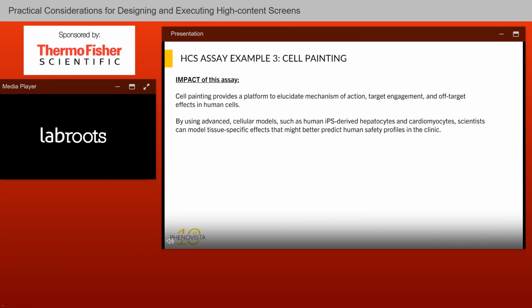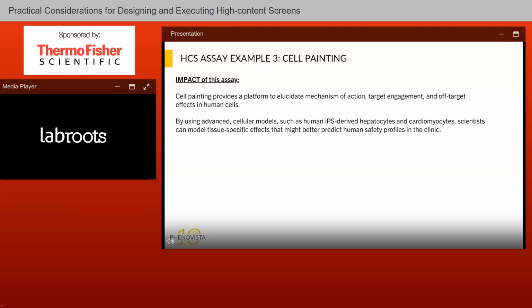So yeah, as I mentioned in the introduction on cell painting, you can look into mechanism of action, target engagement, off-target effects, and then excitingly, you can also take this approach into potentially more relevant cell types too, depending on your area of interest.